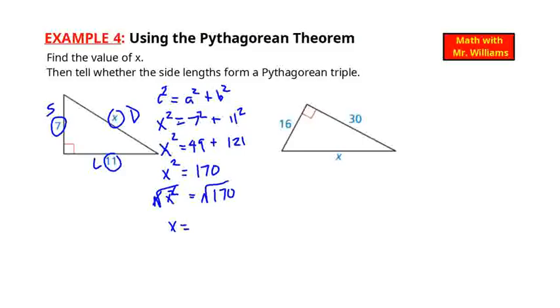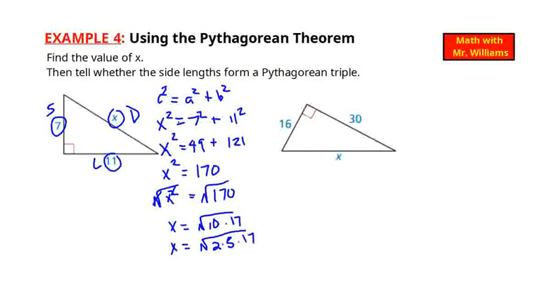So let's go ahead and cancel out the square root and the square, giving us x equals, let's go ahead and break our square root of 170 up here. So we have square root of 10 times 17 to get to 170. Let's break up the 10 because 17 is a prime, giving us x equals the square root of 2 times 5 to get that 10, times 17.